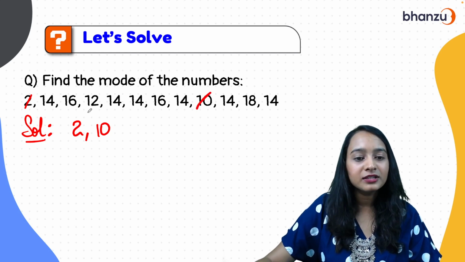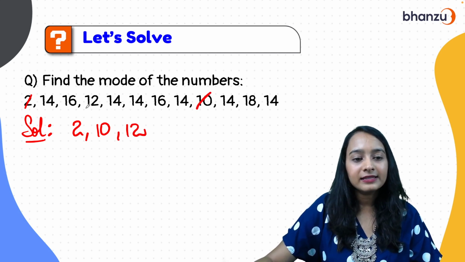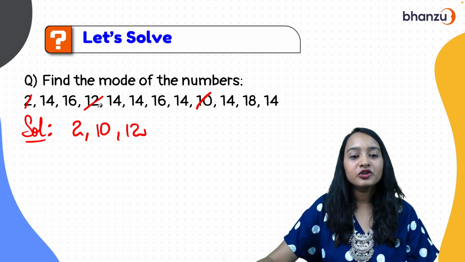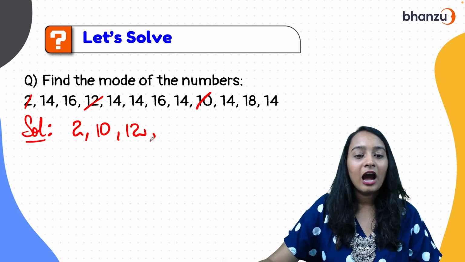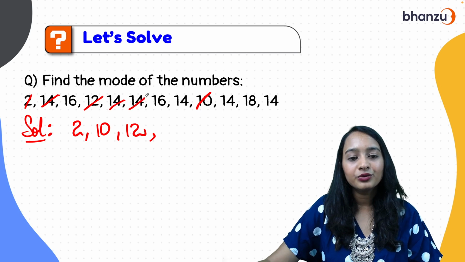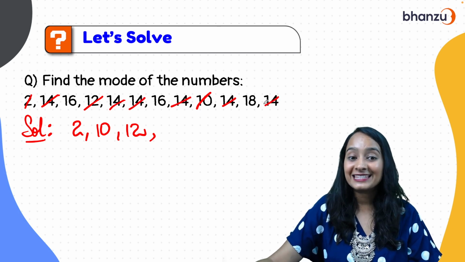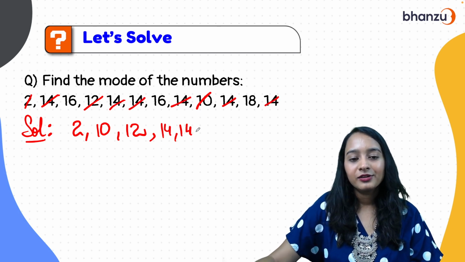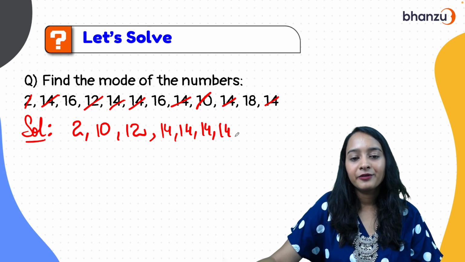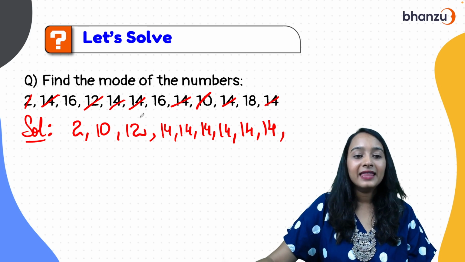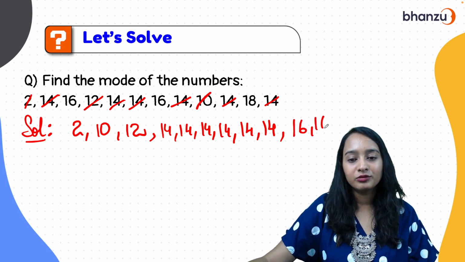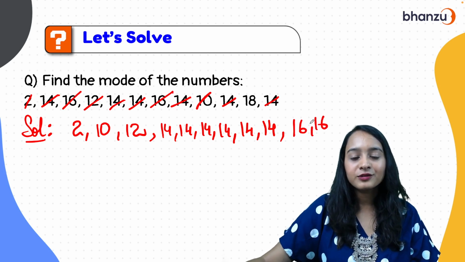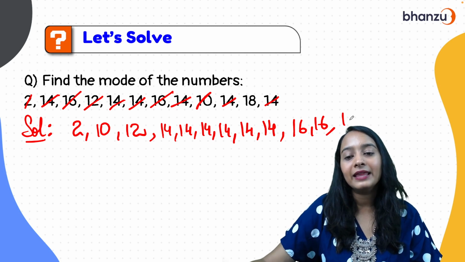After 10 comes 12. How many 12s are there? There's only one 12. After 12 comes 14. How many 14s are there? 1, 2, 3, 4, 5, 6. There are six 14s. And then comes 16, which is there 2 times. Strike off so that you will not miss out any value, and then 18.